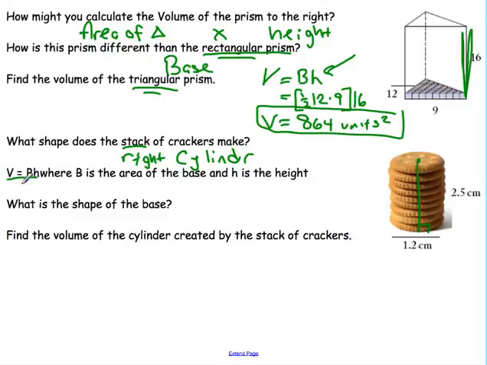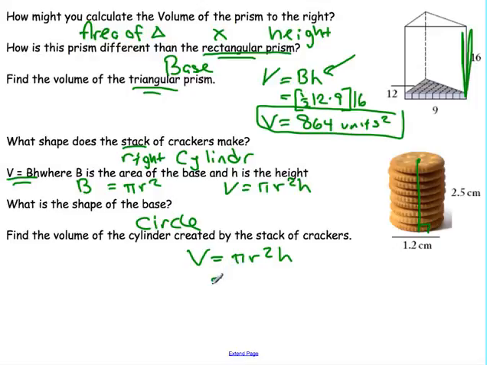Again, the same formula is going to be here. This time the base is just going to be equal to pi r squared. So we'll have a formula of basically pi r squared times h. So the shape of the base, some people would say it's a cracker or just a circle. So we have volume equals pi r squared times h.